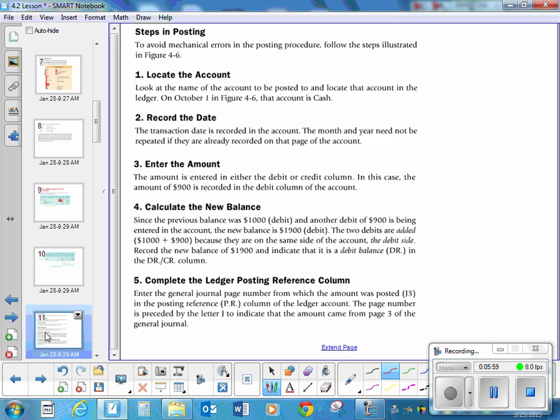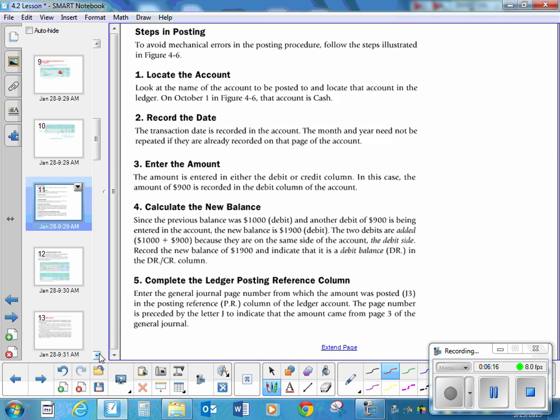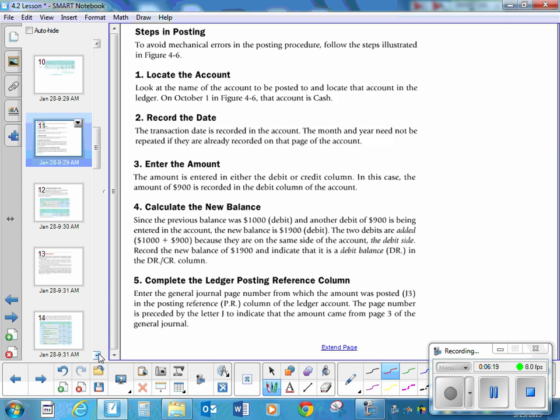Okay, so there's your steps in posting. I'll go through these really quickly. You locate the accounts that you're dealing with. You record the date. You enter the amount. You calculate your new balance. And you complete the ledger posting reference column. So I've kind of showed you an example of all of that already, so I'm not going to spend too much more time on that. It's in your textbook if you need to go back.